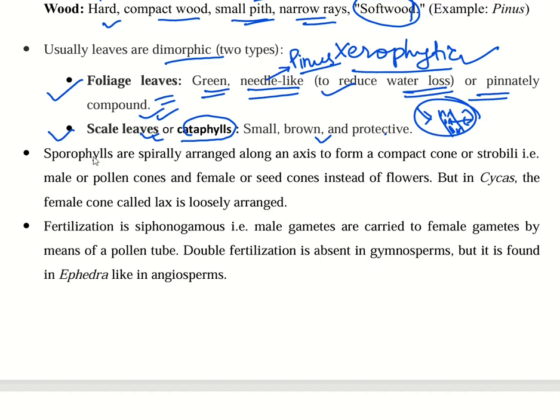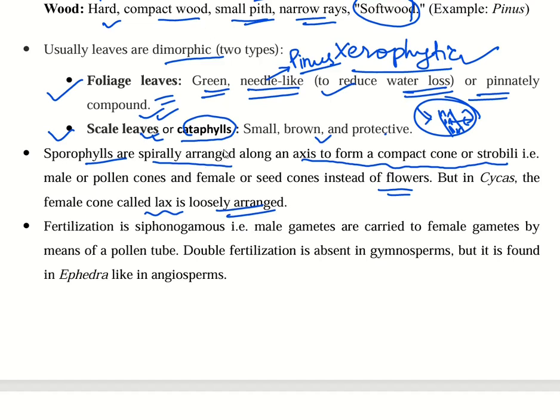And likewise the sporophylls are spirally arranged along an axis to form a compact cone or strobili, that is, male or pollen cones and female or seed cones. Instead of flowers there are cones. But in case of cycas the female cone, called the lax, is loosely arranged.